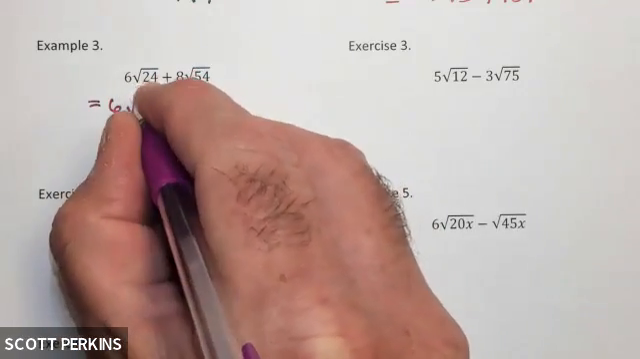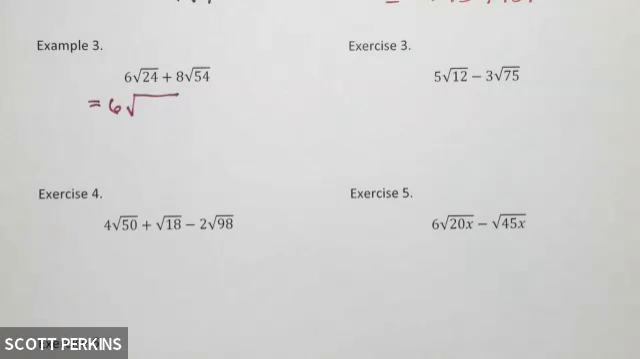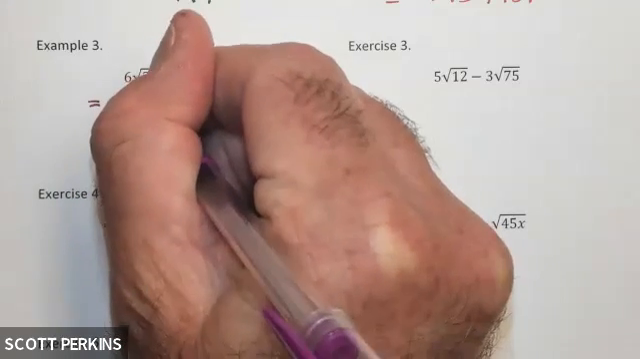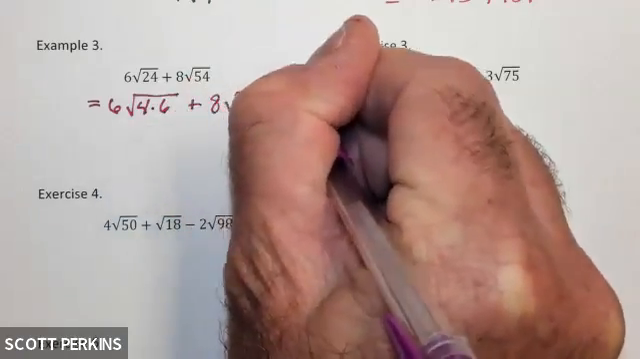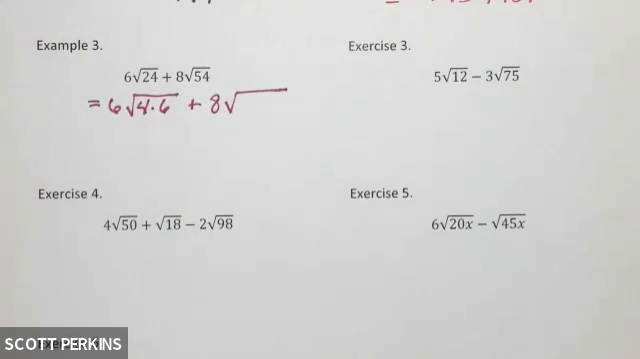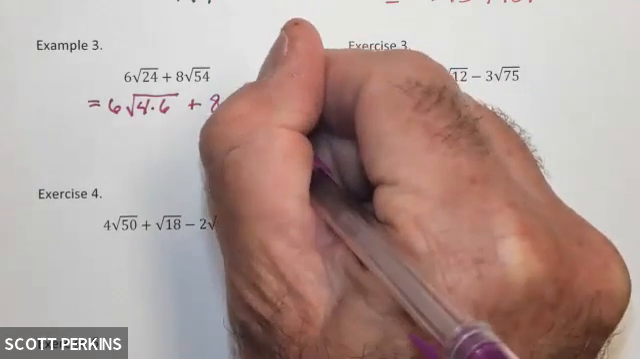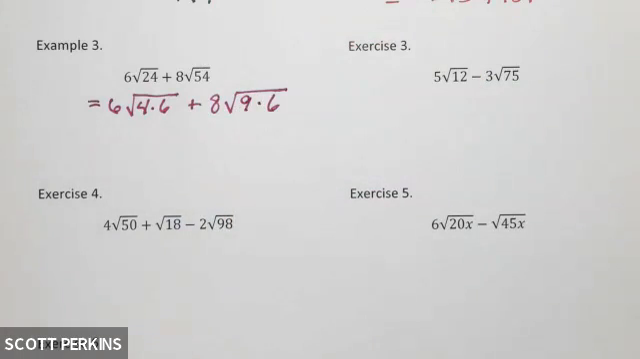Okay, so square root of 24. I think we already did 24, but we'll do it again. What's the perfect square factor of 24? It's 4 times 6. We'll come back to that. And then 8 times the square root of 54. What's the perfect square factor of 54? 9 times 6. Everybody tracking with me so far? Have I done anything mysterious? Okay, this is just what we did in the last section. We're just applying it now.